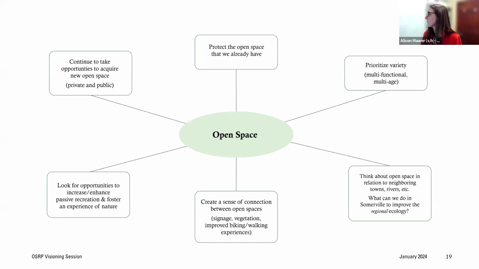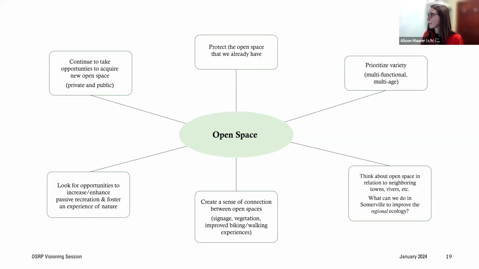The other things that we're hearing is that you want us to protect the open space that we already have, that we should prioritize variety. So having spaces that are multifunctional, that are serving multiple ages, so not just amenities for the playground age group, but for adults, for seniors, for little kids. You're saying that we should be looking for opportunities to enhance and increase passive recreation opportunities, like I mentioned, and to foster an experience of nature.